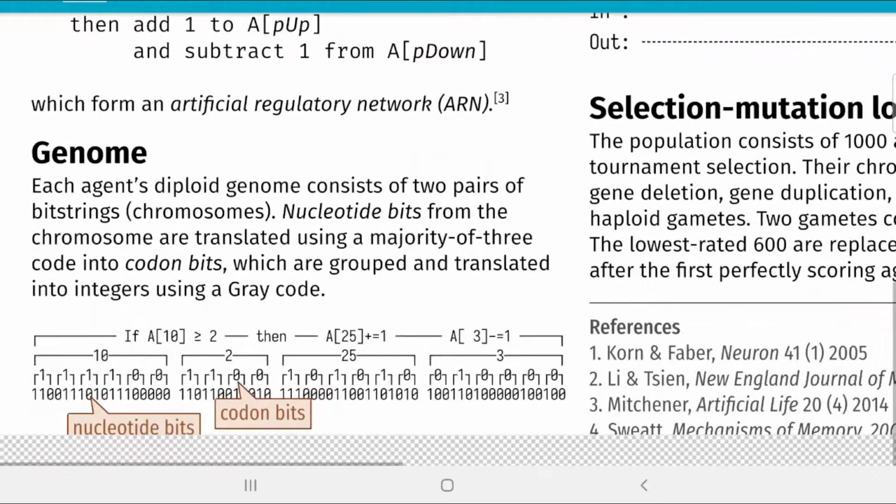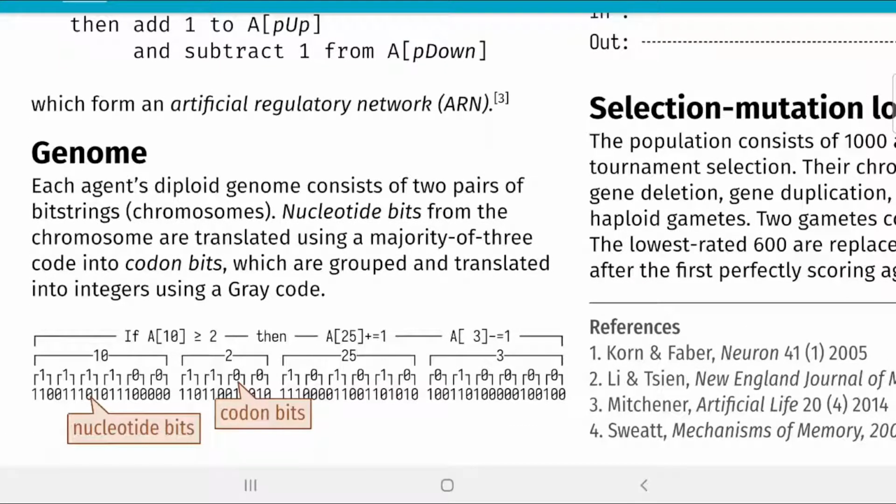Each agent's diploid genome consists of two pairs of bit-string chromosomes. Nucleotide bits from the chromosome are translated using a majority of 3 code into codon bits, which are grouped and translated into integers using a gray code.